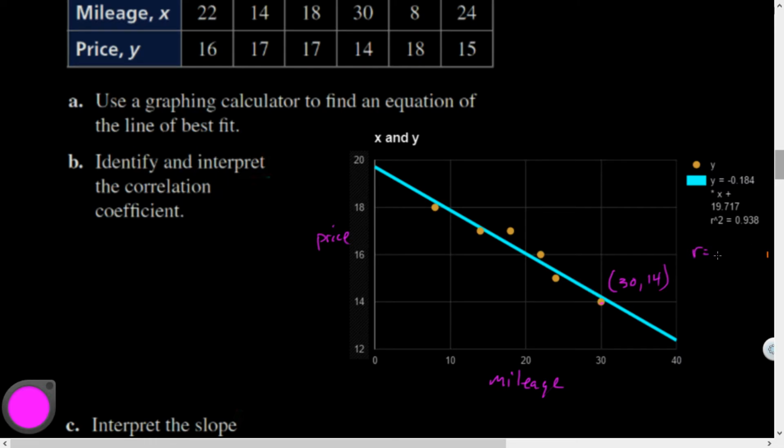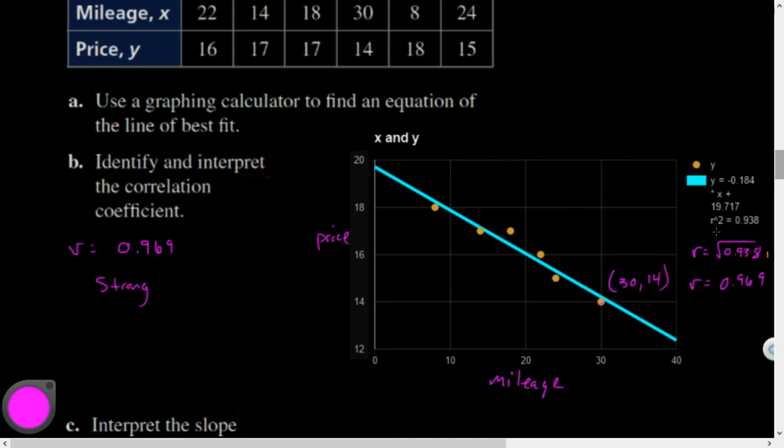So R is going to equal the square root of 0.938. Let's see, calculator here. I don't expect you to do that in your head. So second square root 0.938 is R equals 0.969. So 0.969 is the R value, and that means there is a strong, wait a minute.